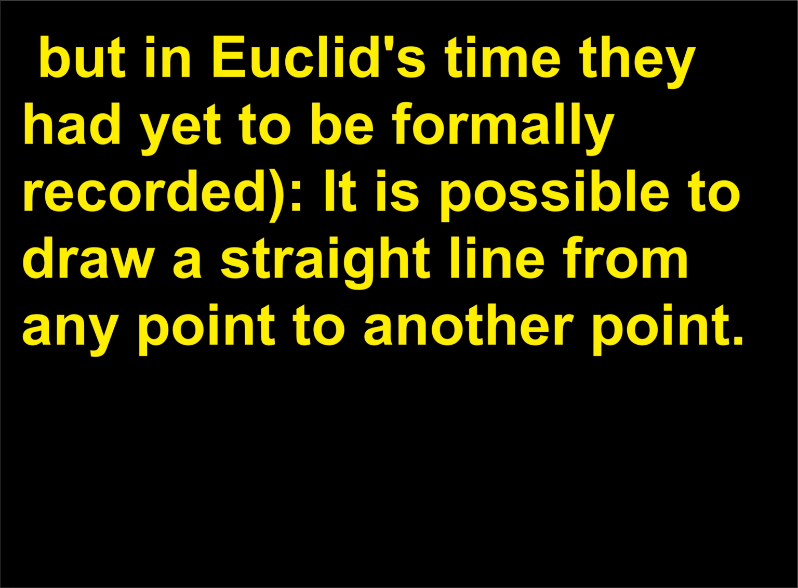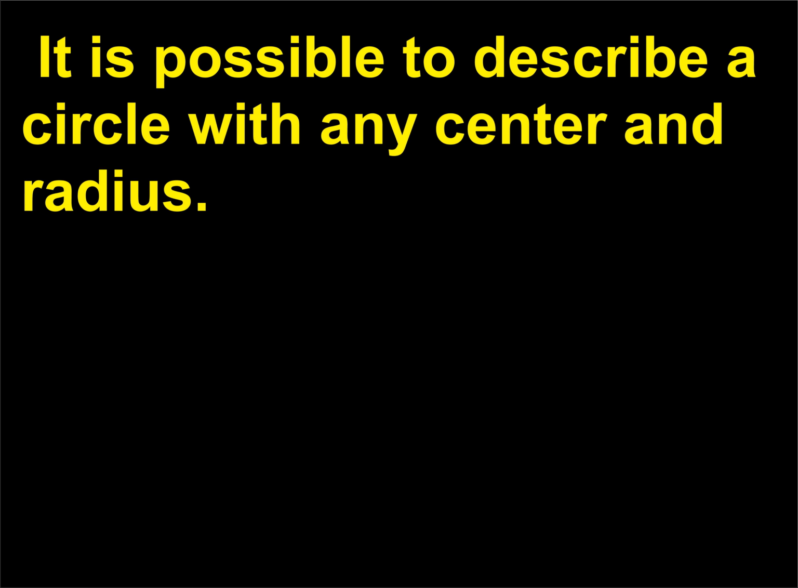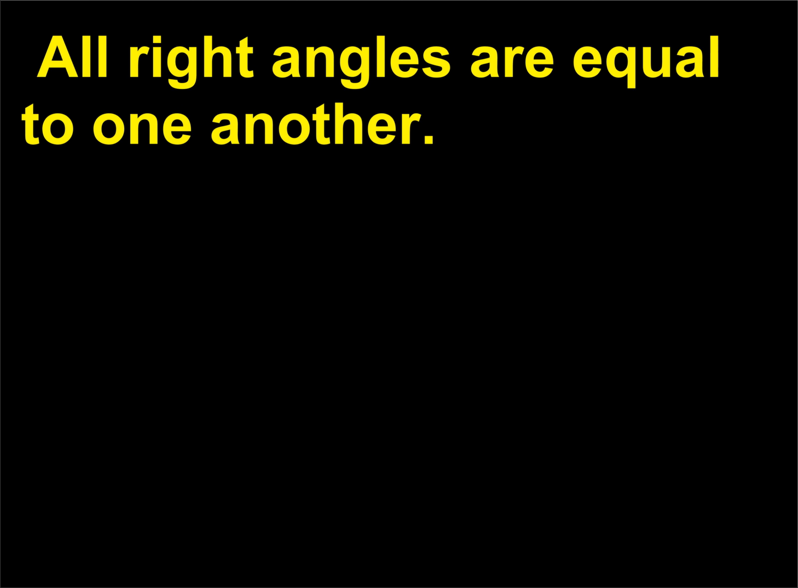It is possible to draw a straight line from any point to another point. It is possible to produce a finite straight line continuously in a straight line. It is possible to describe a circle with any center and radius. All right angles are equal to one another.